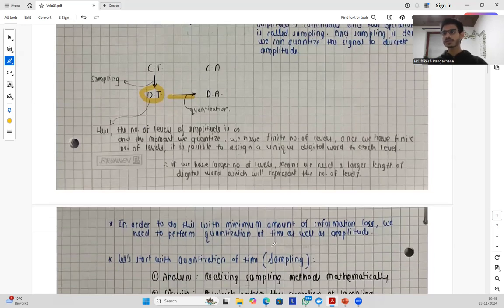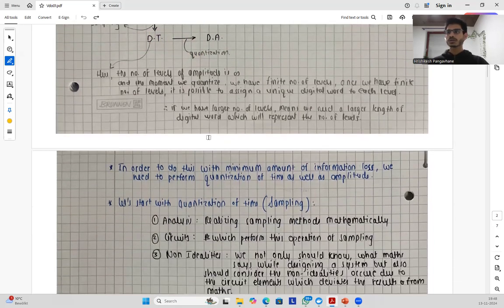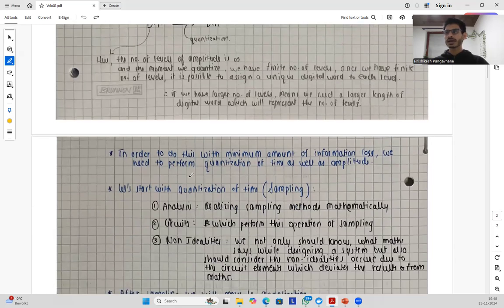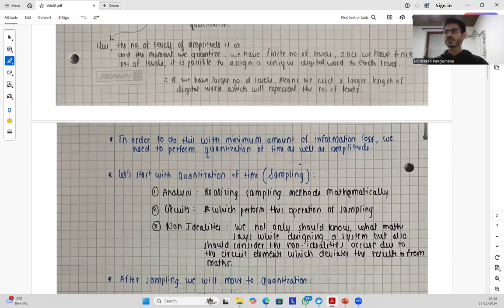But in order to achieve a digital state from analog state, basically from here to here, with minimum information loss, we need to perform quantization of time as well as amplitude. So let's talk about the quantization of time, which is sampling. When we talk about sampling, we will first realize sampling methods mathematically. There are several methods to do sampling, and we will realize them first mathematically.